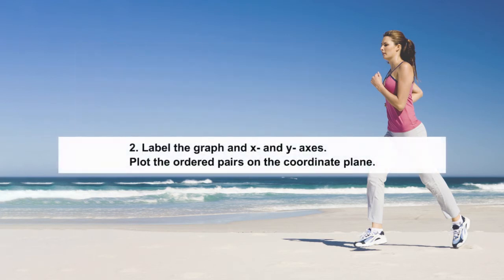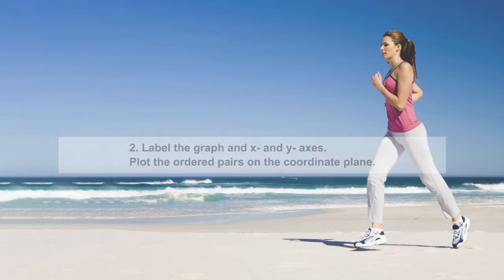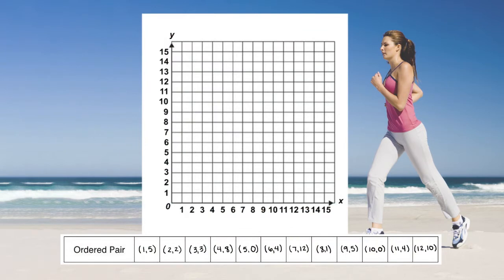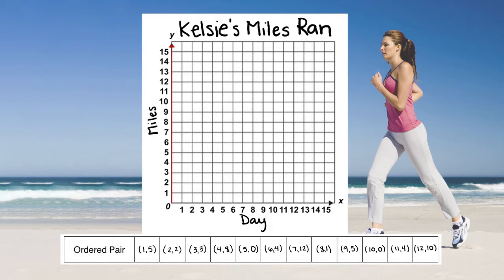The second part of the task is to label the graph and the x and y axes, then plot the ordered pairs on the coordinate plane. The graph represents Kelsey's miles ran. Write this on top of the graph. Label the axes. The x-axis will represent the day number. Write day below the x-axis. The y-axis will represent the number of miles. Write miles next to the y-axis.